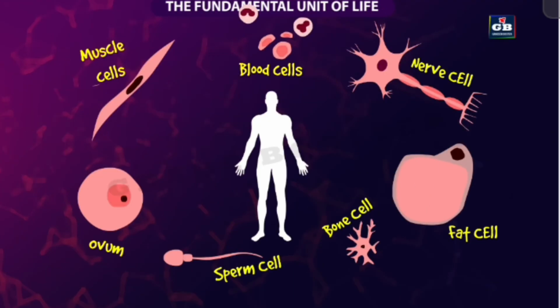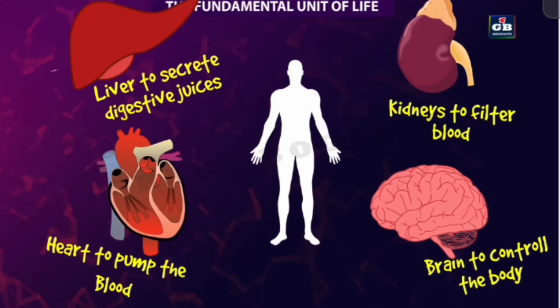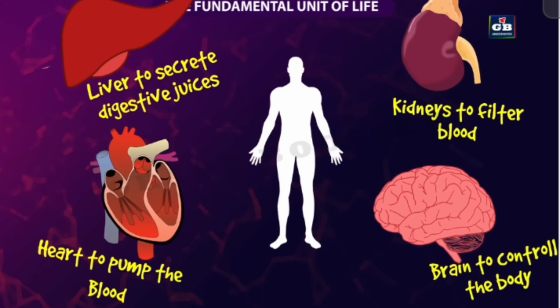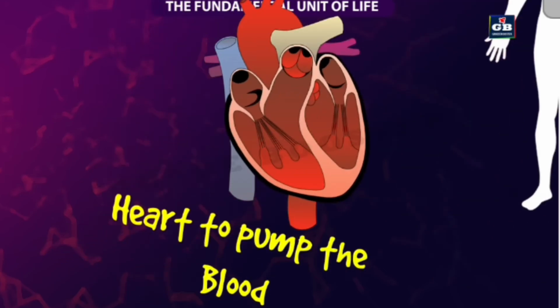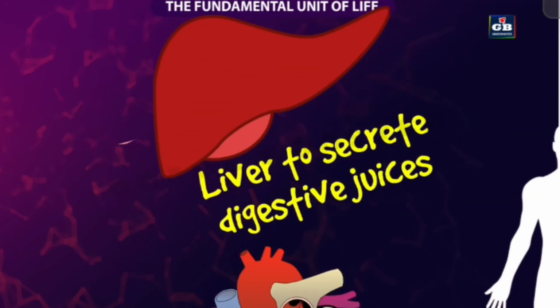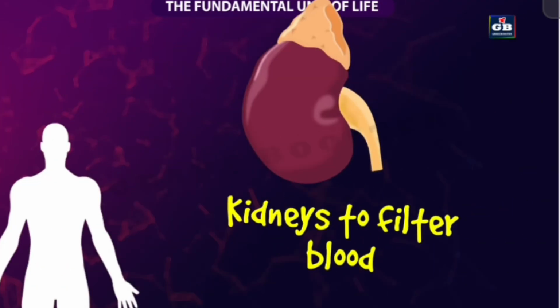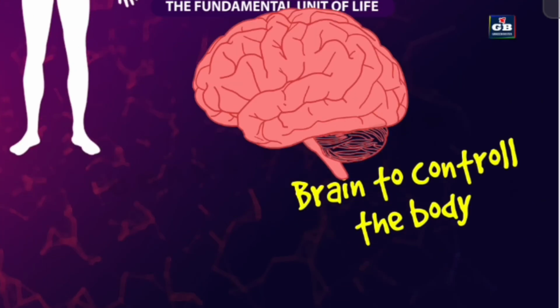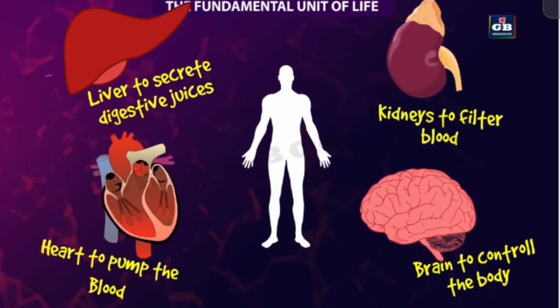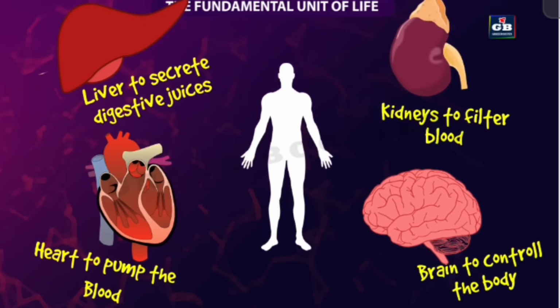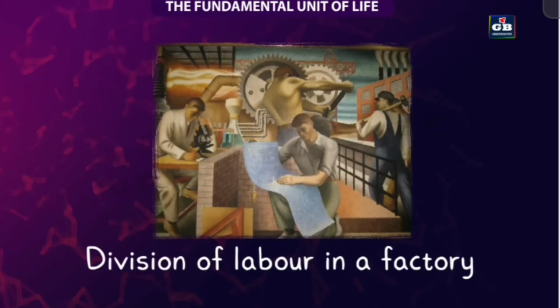Why are these cells in different shape and in different size? The shape and size of these cells depends on the function they perform. You know that in our body, we have different systems to perform different tasks. For example, heart pumps blood, liver secretes digestive juices, kidneys filter the blood, and brain controls the body. This means that in our body, different jobs are done by different parts, just like how different people in a factory do different jobs. We call this as division of labor.